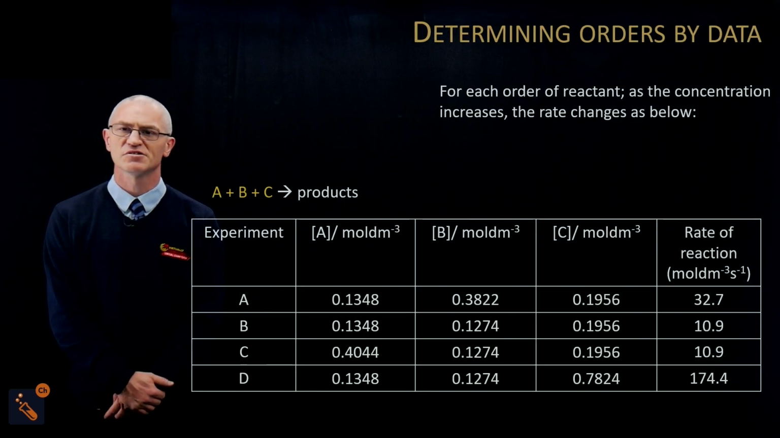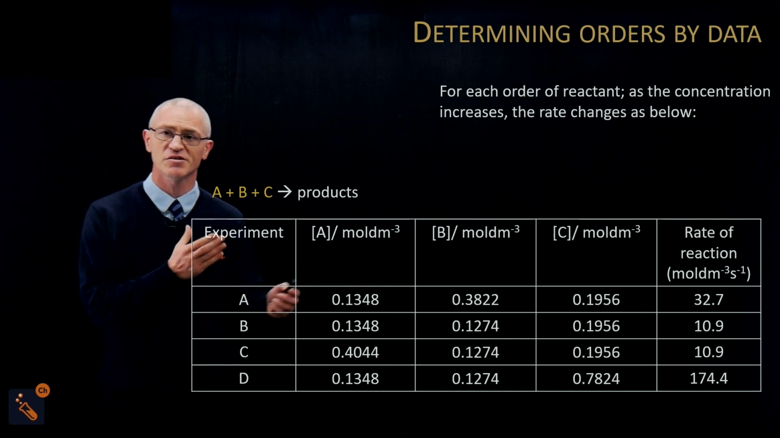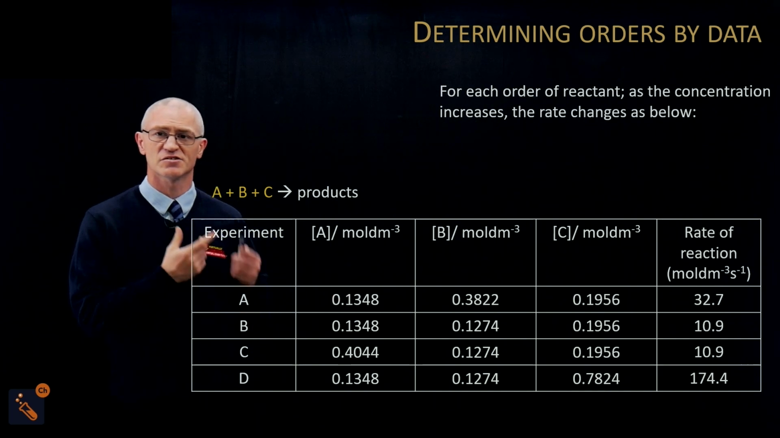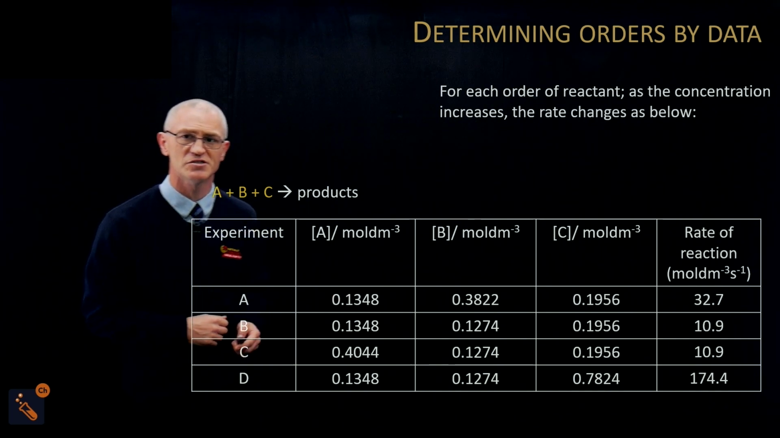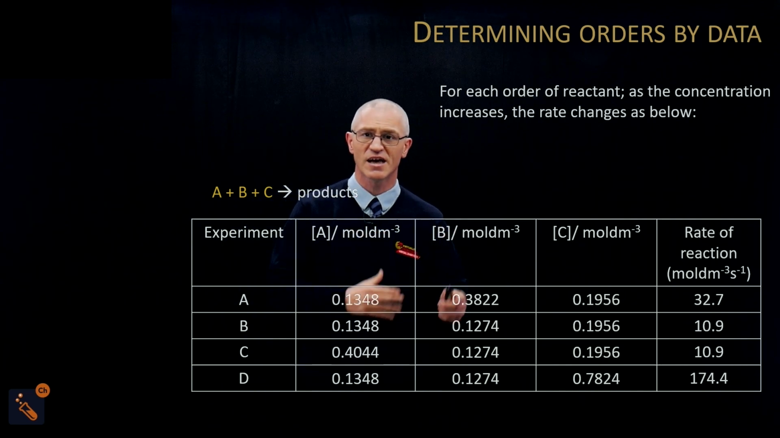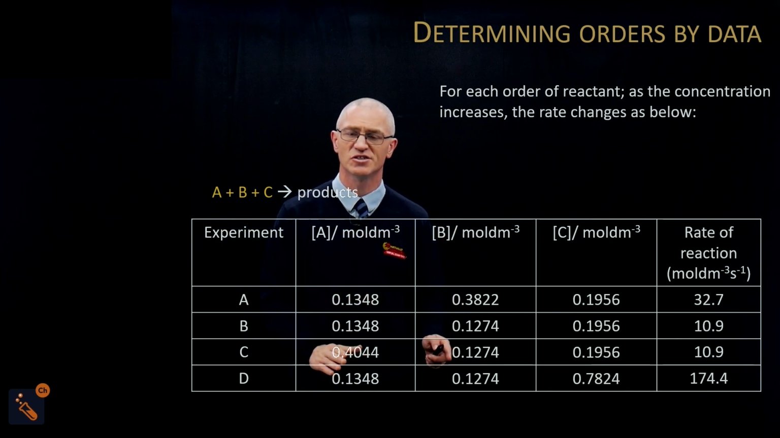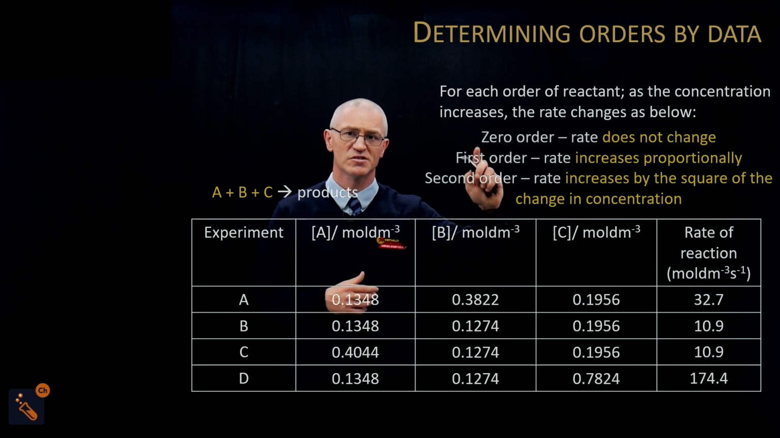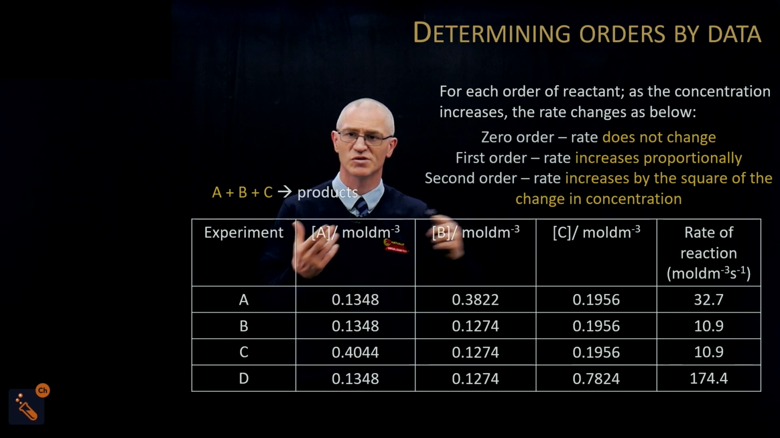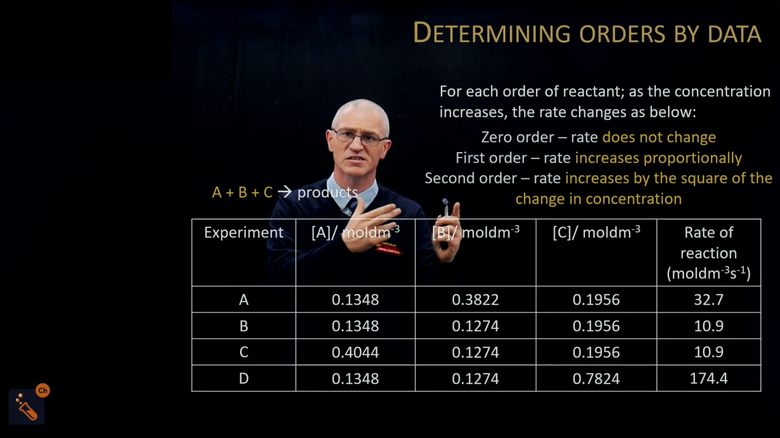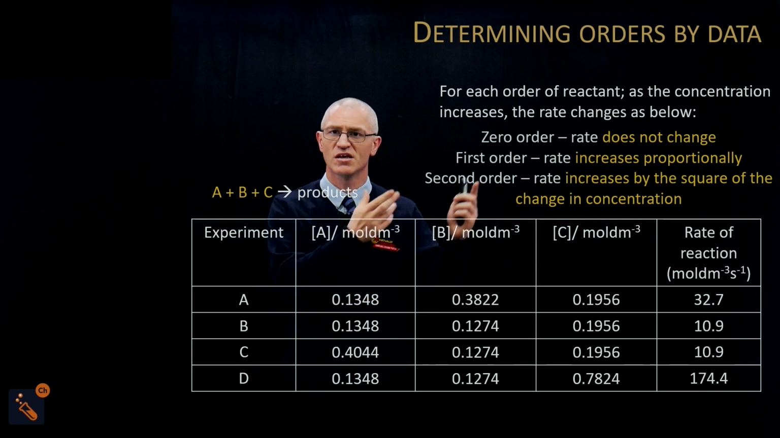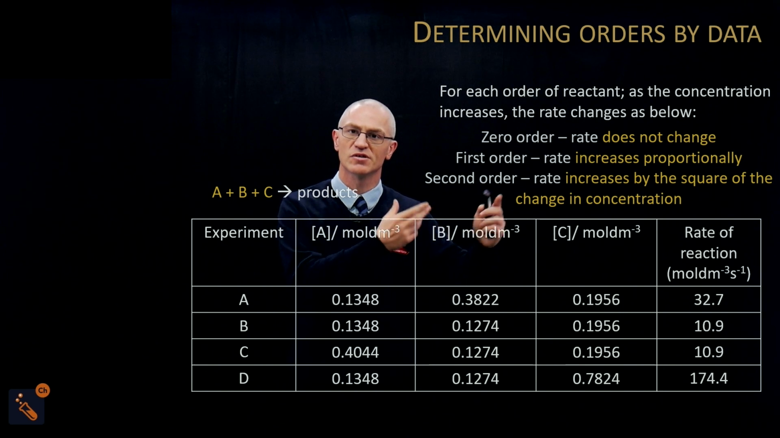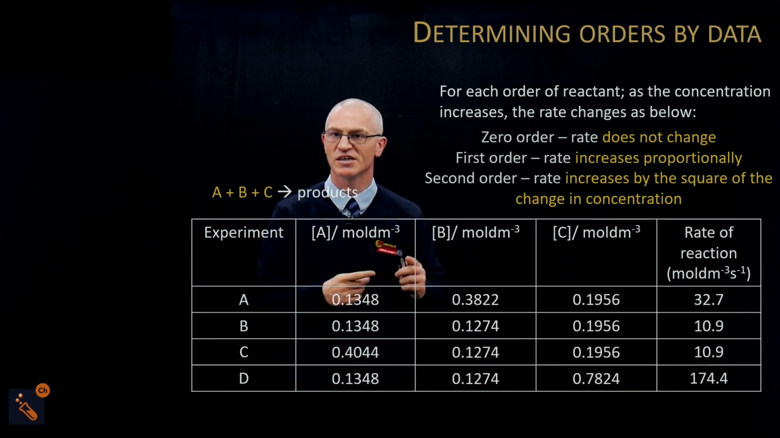We're now going to look at how to determine the orders through data. So here you have data, different experiments, and the concentration of A, B, and C, and the reactants. So we've got A, B, and C as our reactants here in our equation. You've got to see how the concentration of these reactants change, and how does that affect the rate. So to remind ourselves what happens, 0 order, the rate does not change with concentration. So all of these that we've listed here related to that concentration. First order, the rate increases proportionally with concentration. Second order, the rate increases by the square of the change in concentration.